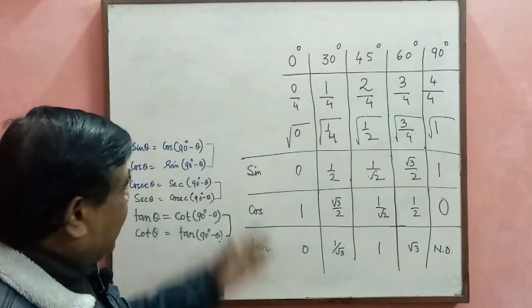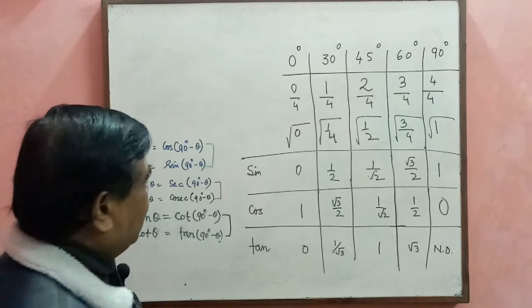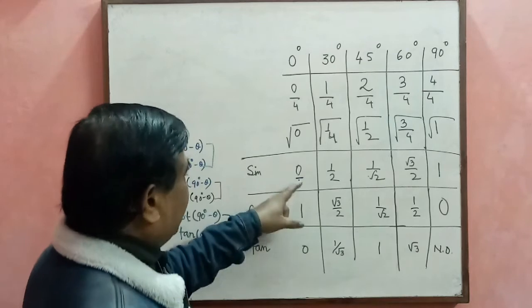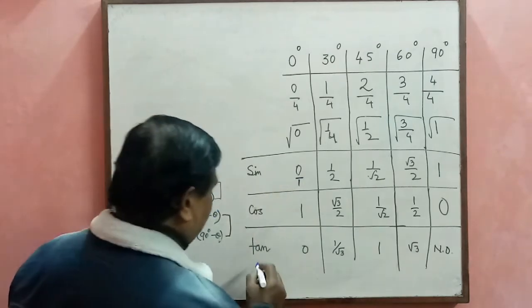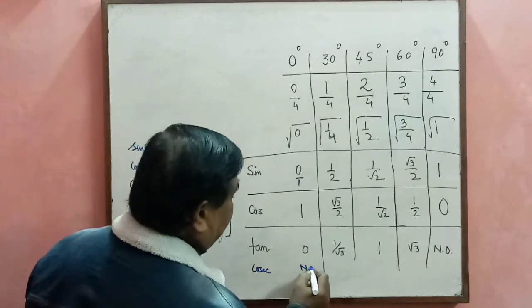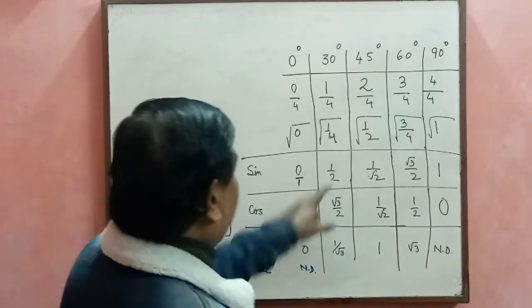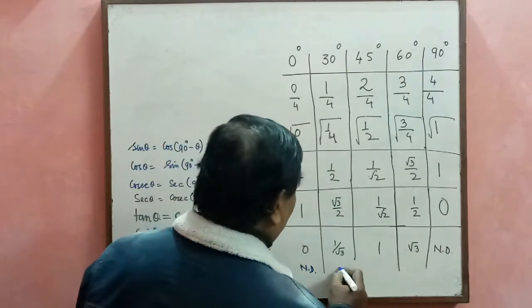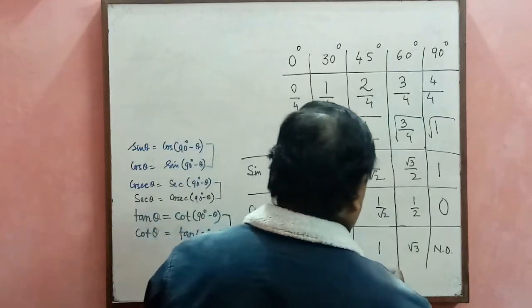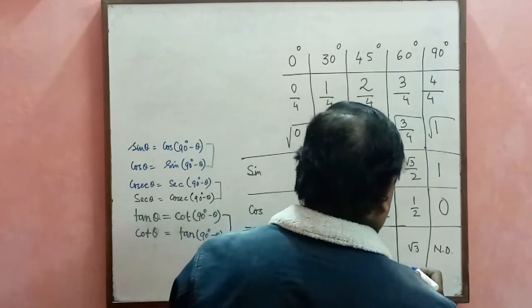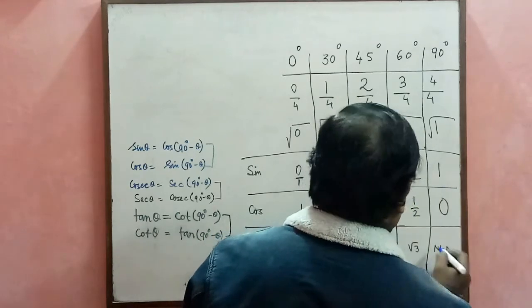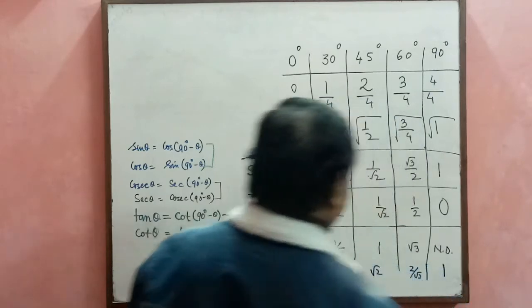So we can easily find the value of cosec 0 degree because sine 0 degree is 0 upon 1. If I take the inverse, that will be not defined. So cosec 0 is not defined, right? If I take the inverse of the remaining values, this is 2, this is cosec 30 degree. This is cosec 45 degree, this is cosec 60 degree. And this is 1 upon 1, which is also cosec 90 degree.